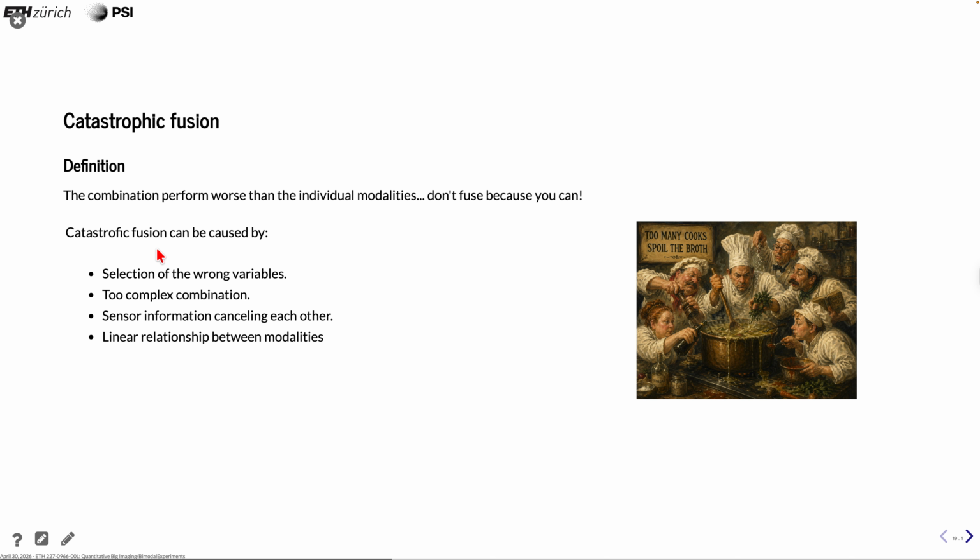So catastrophic fusion can be caused by selection of the wrong variables, so you're maybe actually looking at the wrong thing. There is no information to share between them. Could be also that you have too complex a combination, that you try to bring in too much and it doesn't make sense. And then it could be that the sensor information cancel each other out. Maybe not so realistic, because every sensor gives some information at least. And if there is a linear relationship between the modalities, it means there is no meaning in doing the fusion at all.